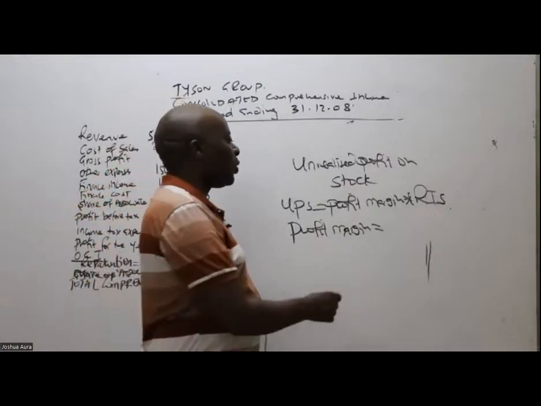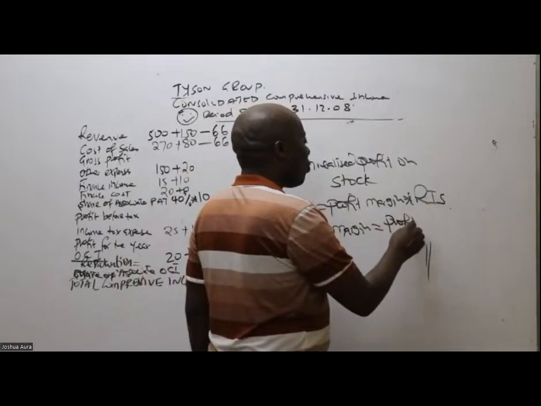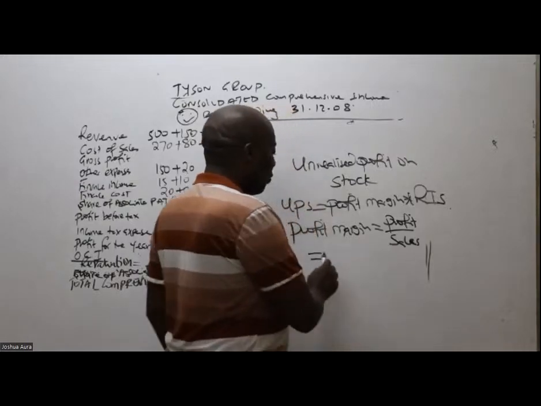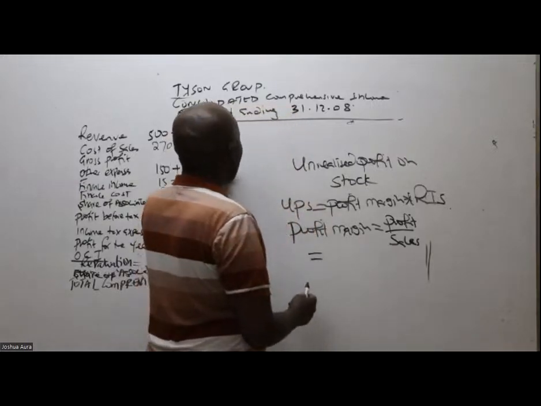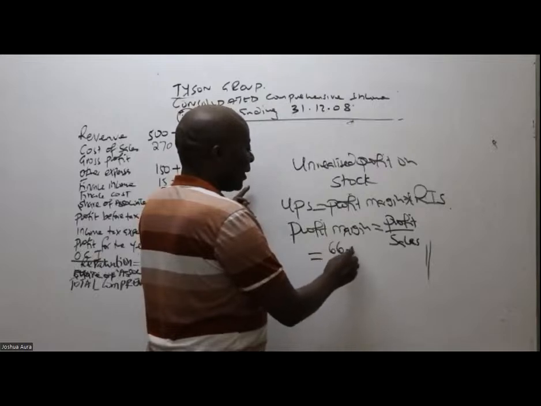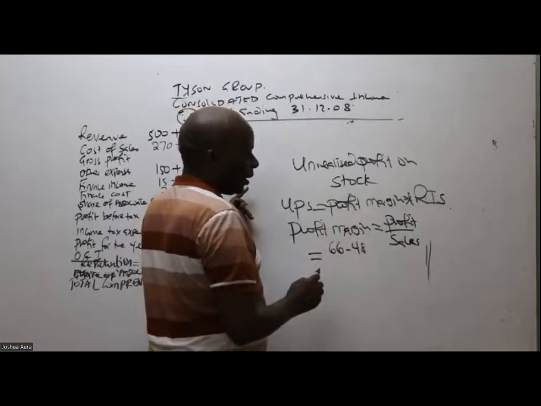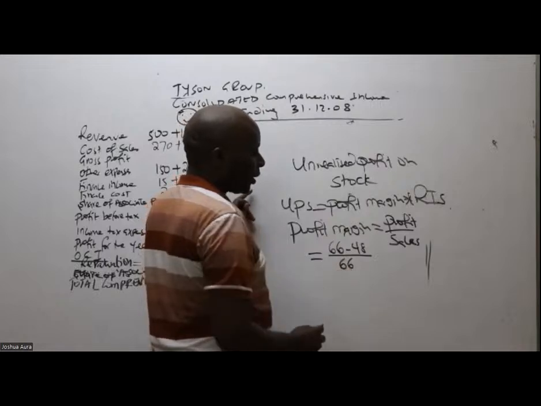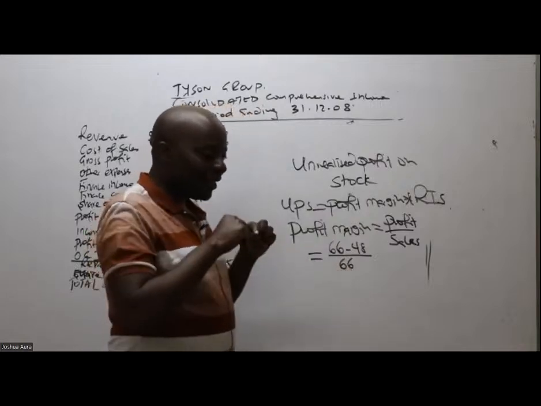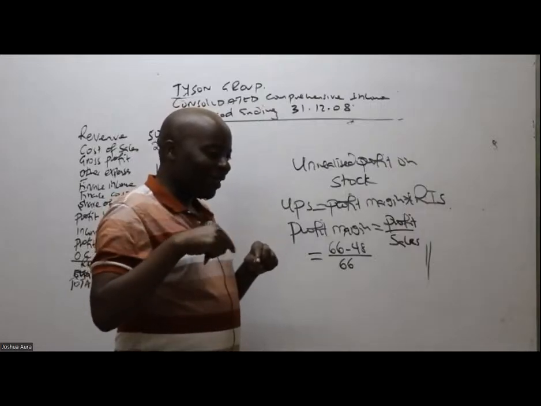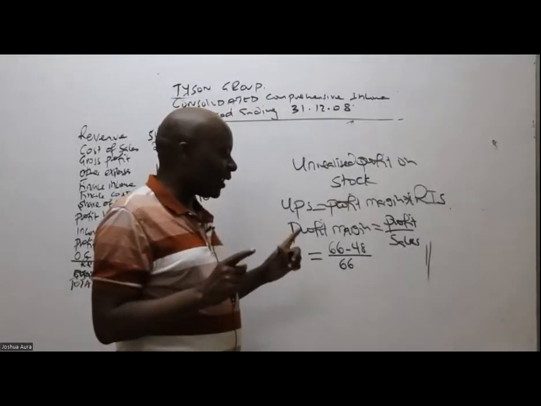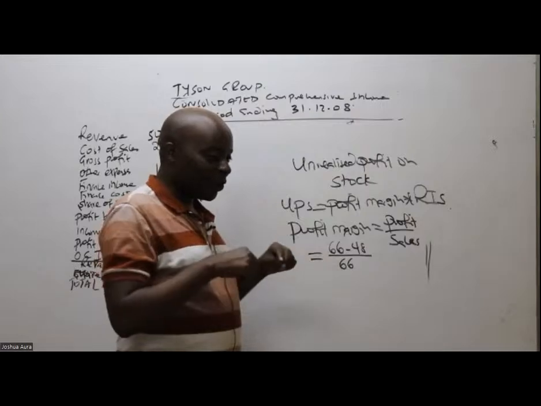Remember, to get profit margin, we take profit over sales. Profit itself, I will take the sales figure minus the cost of sales, so 66 minus 48, all over the sales, which is 66. Remember, it's the profit margin for this intra-sale alone. So for this intra-sale, how much profit was earned? 66 minus 48 gives the profit out of the intra-sale of 66.